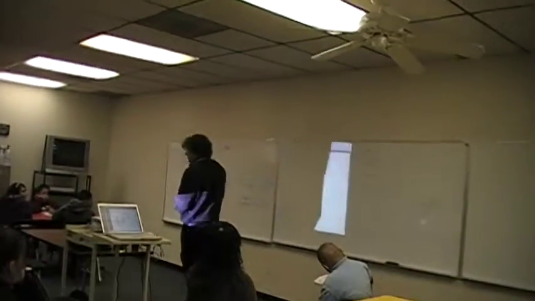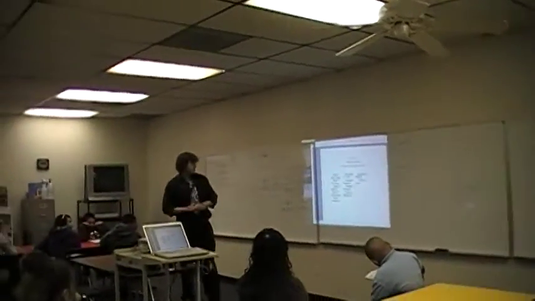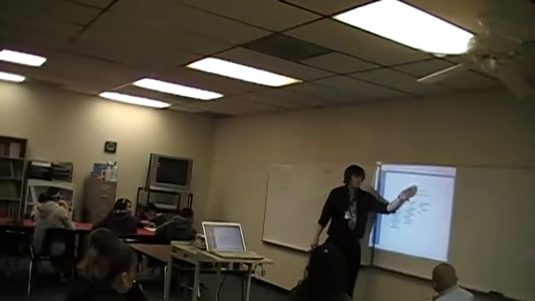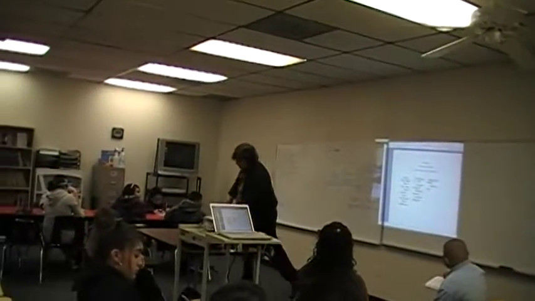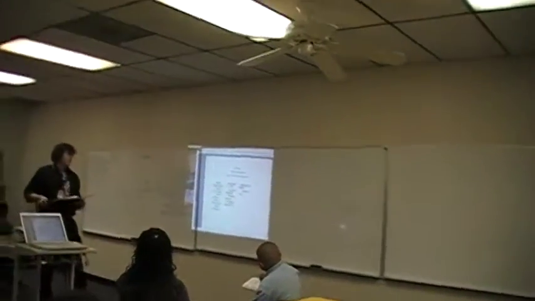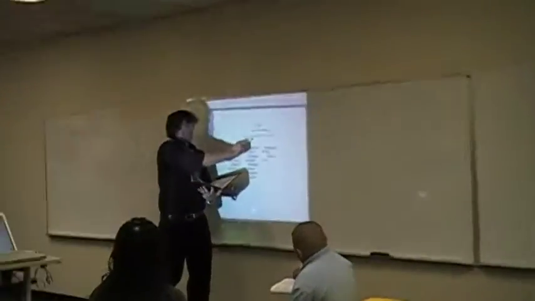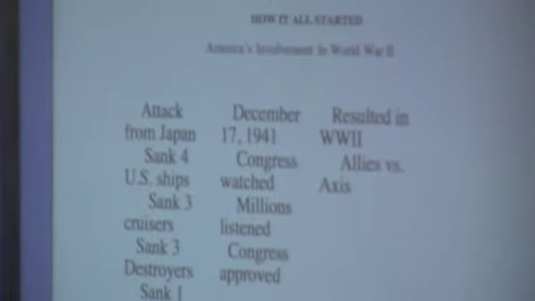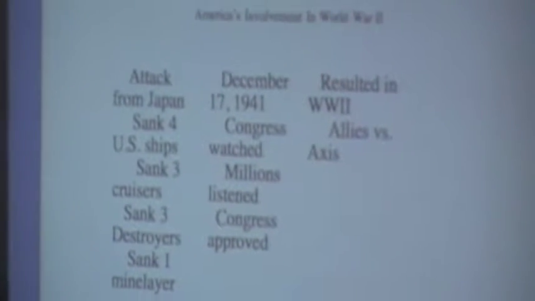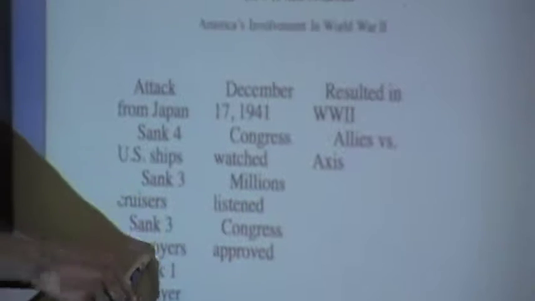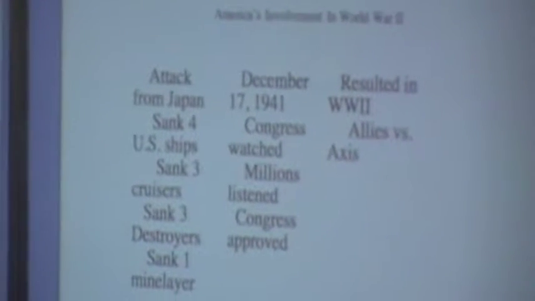Can you guys see that better? So we've got what you call a T-chart, and I just labeled it. This is America's involvement in World War II, and I labeled it, this is how it all started. As you can see, everything here is probably easier to read. I was trying to write it as big as I could so you guys can read it.